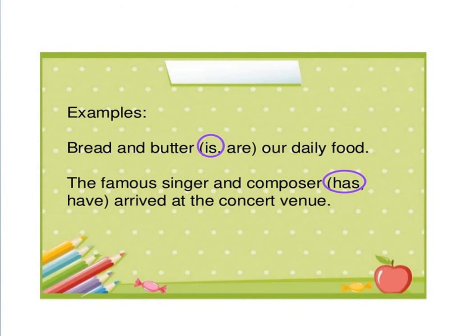Bread and butter is our daily food. So bread and butter belongs to one entity, that is the breakfast. So we take it as singular. The famous singer and composer has arrived at the concert venue. So singer and composer are two compound subjects referring to one person. So we take it as a singular subject.